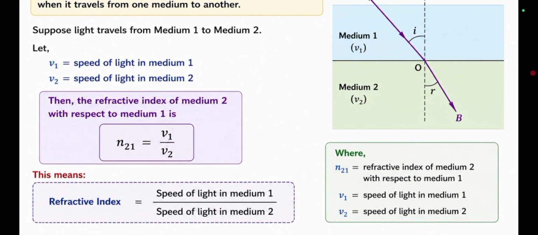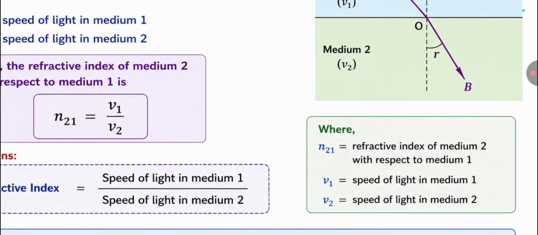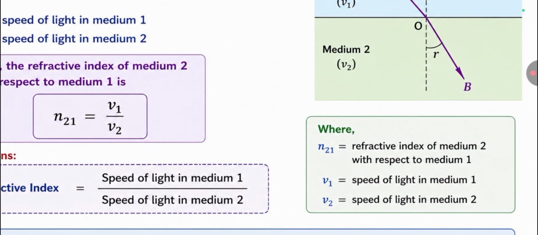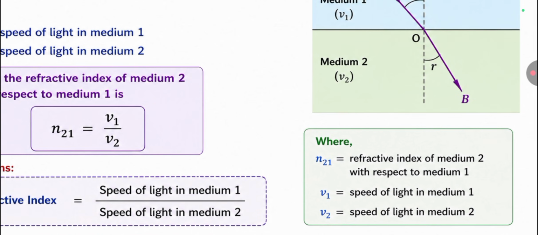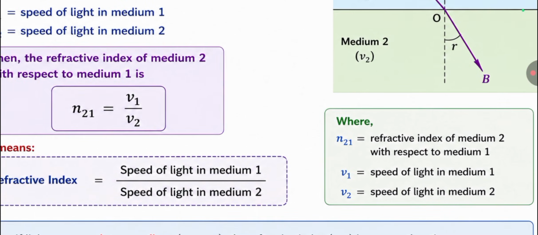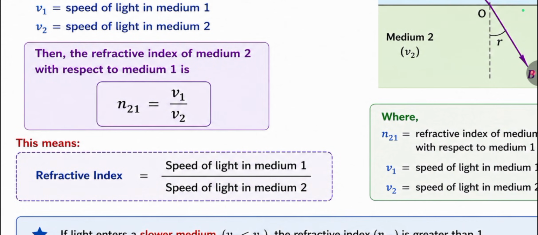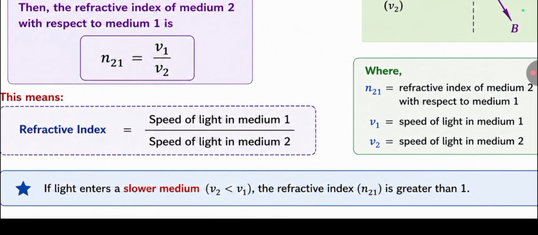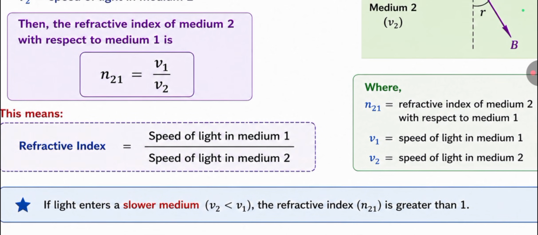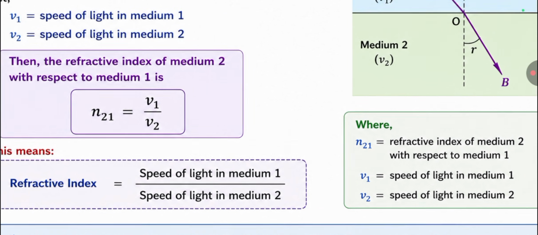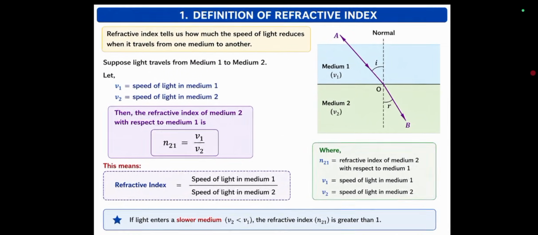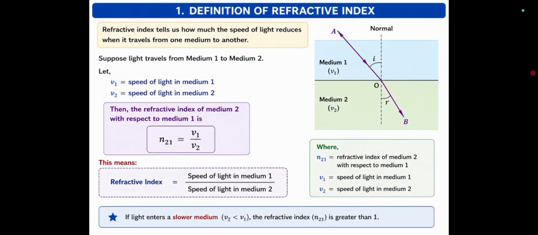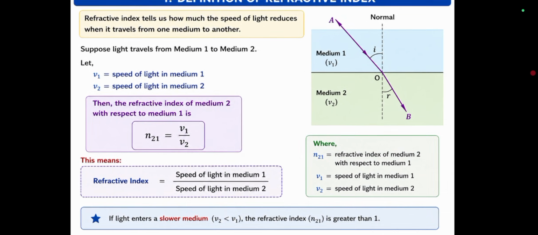N21 is the refractive index of medium 2 with respect to medium 1. V1 is the speed of light in medium 1 and V2 is the speed of light in medium 2. Here we have to notice one thing. If light enters a slower medium, that is V2 is less than V1, the refractive index N21 is greater than 1. Okay, I hope you understand the definition of refractive index and the formula.